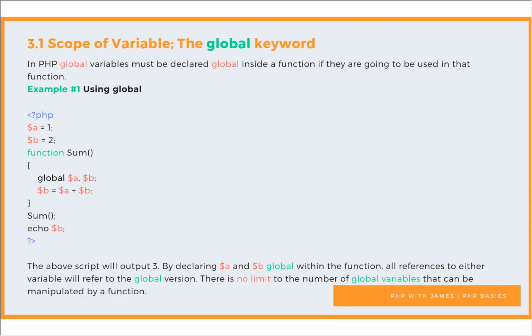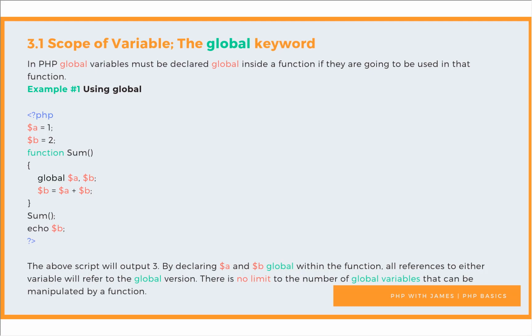So moving on, we have scope of variable, the global keyword. Global variables must be declared global inside a function if they are going to be used in that function. In the example we have $a = 1, $b = 2, and then a function sum. Here we introduce the keyword global, then a space, then $a, $b, and now we can access the outside variables that have the global scope.